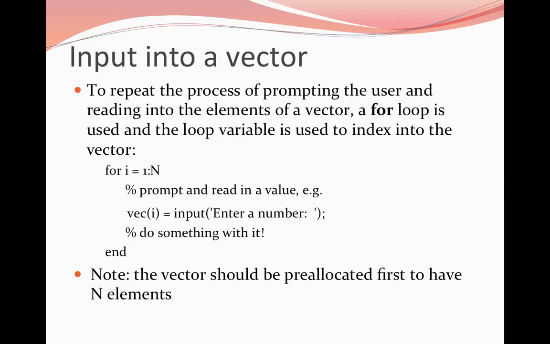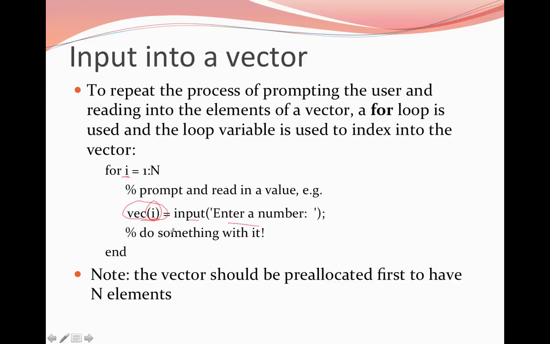If we wanted to repeat the process of prompting the user and reading into elements of a vector, we can use a for loop to do that. And the loop variable is used to index into the vector, so that's very important. So our for loop says for i gets the value of 1 colon n, so we're going to repeat the process n times. And what we're going to do n times is prompt the user and read in a value. So we're going to prompt the user, say enter a number, and we're going to read the value and store it in the next element in the vector, vec sub i. So that's very important, that we're using the loop variable i to index into the vector.